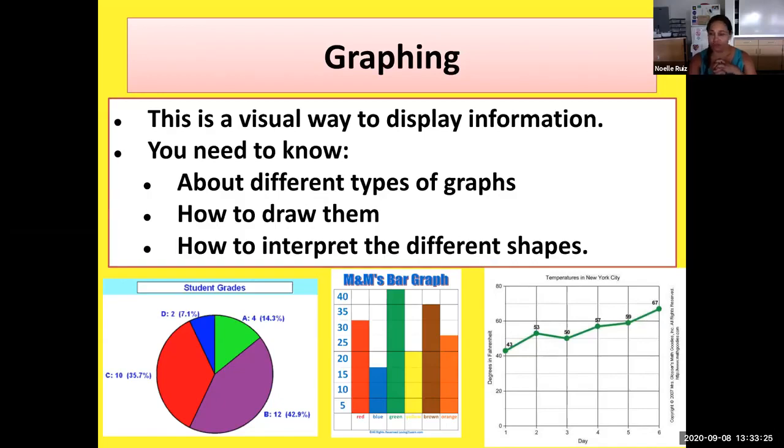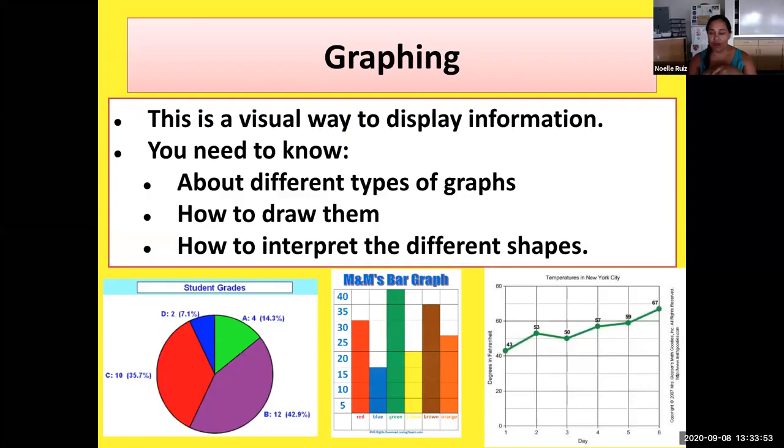So we talked about the pie chart. 4 people got an A, 10 people got a C. In the results section, that's all you need to put. You interpret all of those different pieces of the pie. Kind of like an observation. You just tell me what you see out of that graph. You're not telling me why it's that way. You're just telling me what you see.